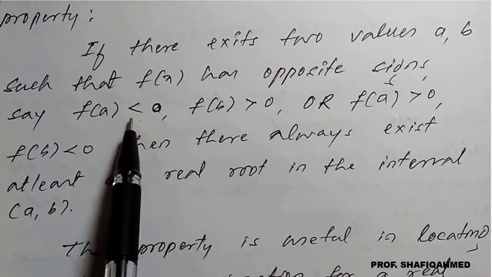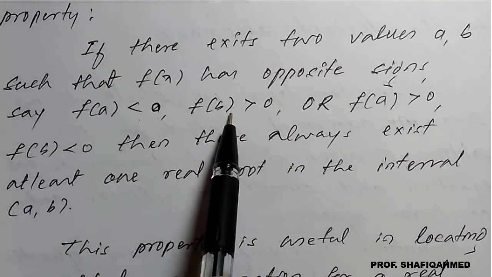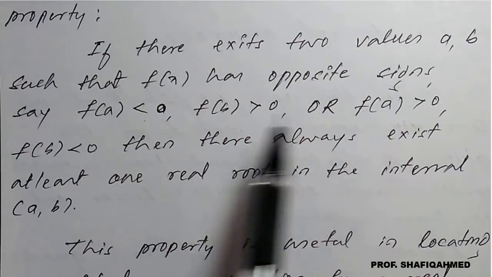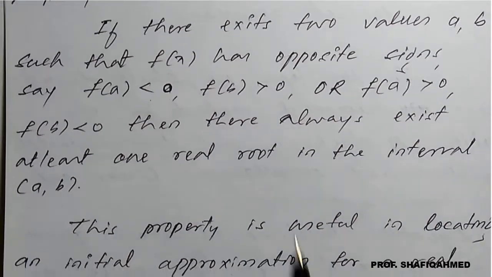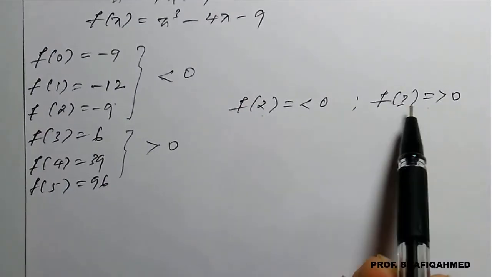F of A is what here? Less than 0, that is negative. F of B is greater than 0. So for two immediate values, either f of A is positive and f of B is negative, or the alternate will be possible here. So then we can say that the root is lying between A and B. So here A value is 2, B value is 3.